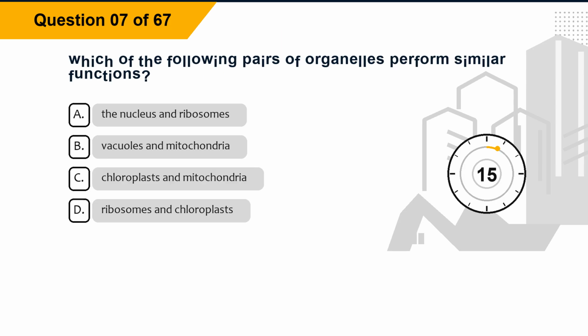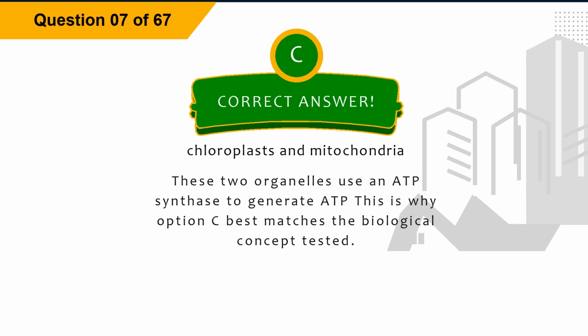Question 7. Which of the following pairs of organelles perform similar functions? Option A, the nucleus and ribosomes. Option B, vacuoles and mitochondria. Option C, chloroplasts and mitochondria. Option D, ribosomes and chloroplasts. The correct answer is option C, chloroplasts and mitochondria. Explanation: These 2 organelles use an ATP synthase to generate ATP. This is why option C best matches the biological concept tested.